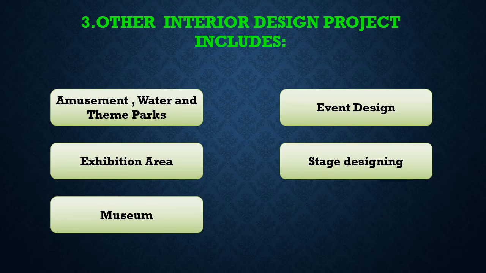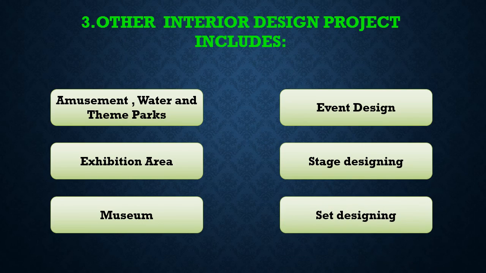Next is the stage design, in which stages of award functions, stages of any cultural program, stages of any college programs come under this category. Next is the set designing. In this category, all the types of sets required for dramas, plays, and movies come under the set design. All these types of buildings come under the other interior design projects.